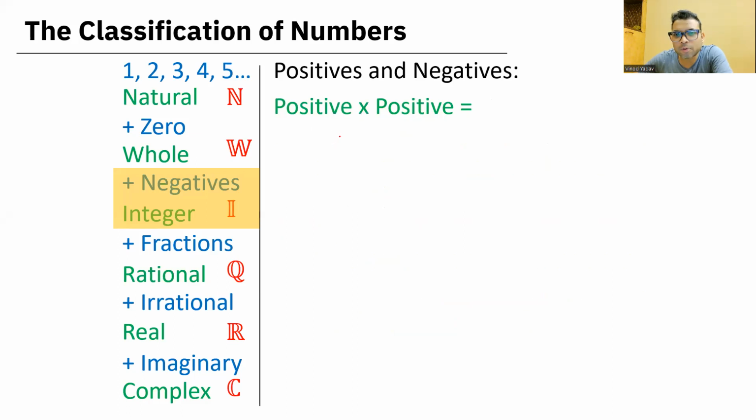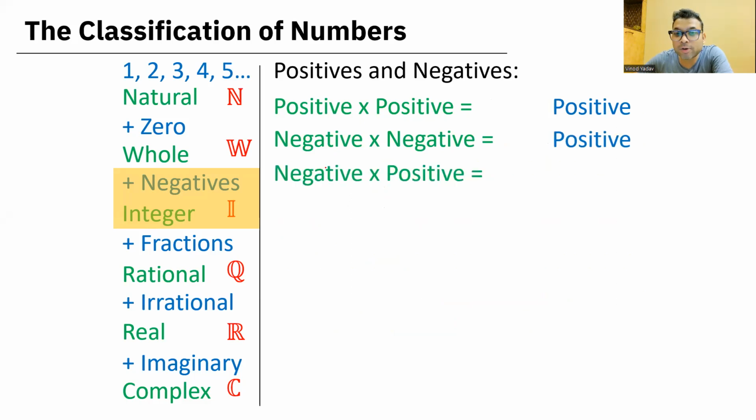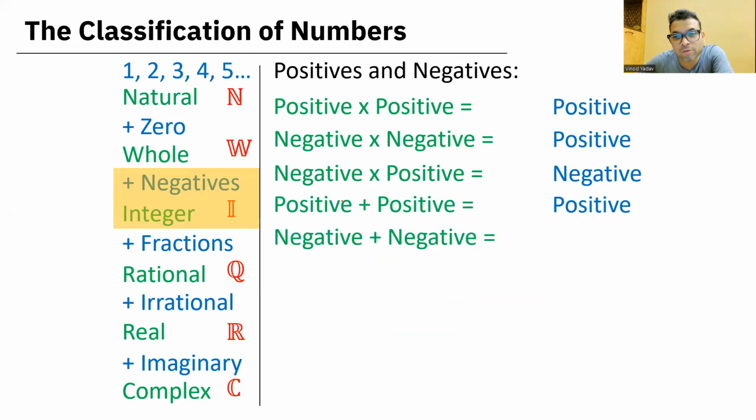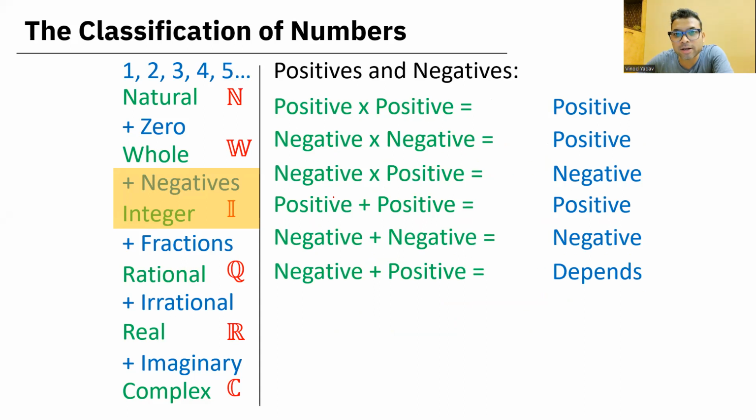Positive and negative. Come on. Positive into positive, positive. Negative into negative, positive. Negative into positive, opposite signs, negative. Positive plus positive, positive. Negative plus negative will always give you a negative result. Negative plus positive, come on. Suppose minus 3 plus 2. So it is minus 1. But if I do minus 3 plus 5, it is 2. So it depends, right? Which type of numbers you are choosing.